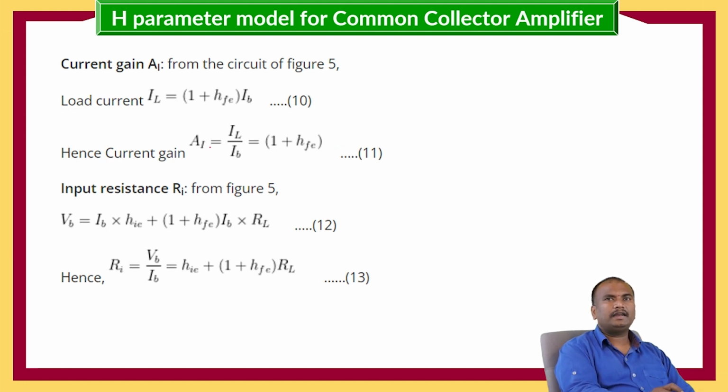This is the current gain which we are going to get. And the input resistance Ri, from the figure, VB is equal to IB into HIE plus 1 plus HFE into IB whole into RL, where Ri, the input impedance, is equal to VB by IB, that is equal to HIE plus 1 plus HFE into RL.